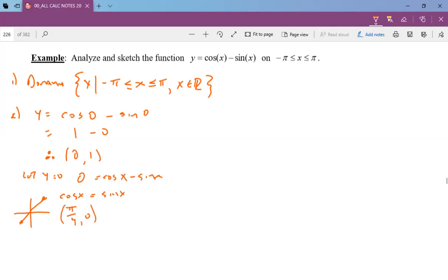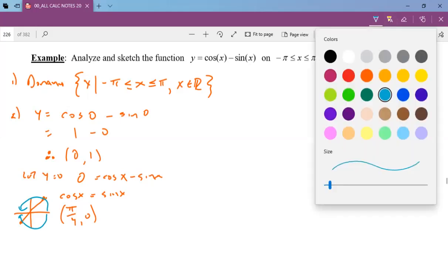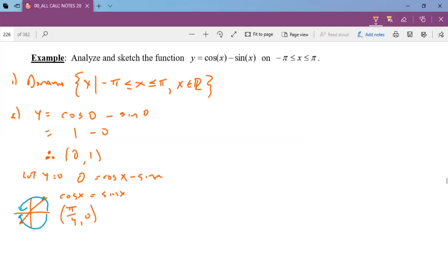What's our other one? Be careful, it's not 5 pi quarters, because our domain goes from negative pi to positive pi. And so because of that, pi quarters and negative 3 pi quarters. Those are our x-intercepts.